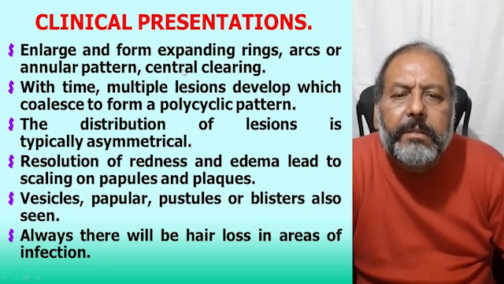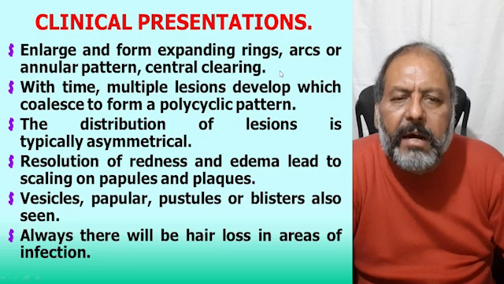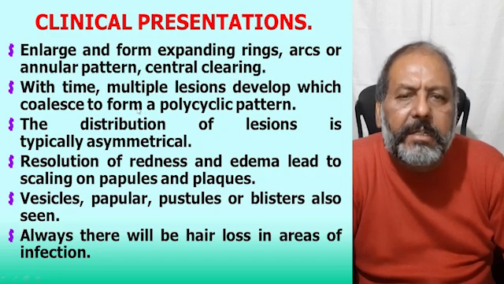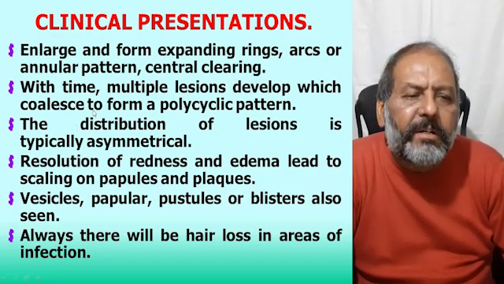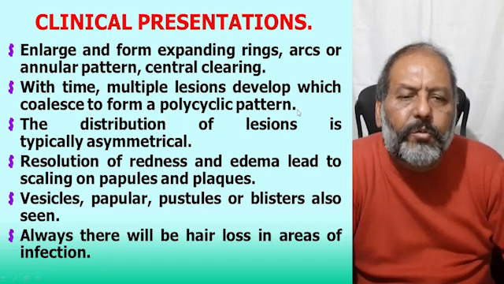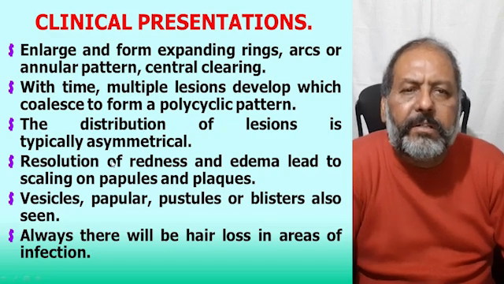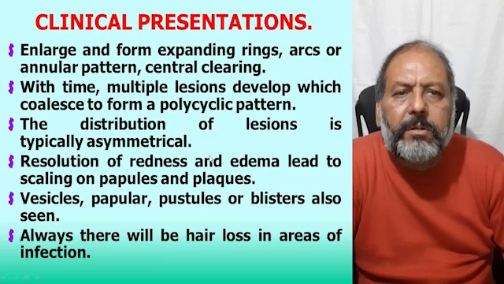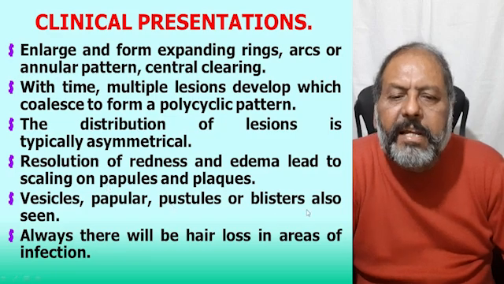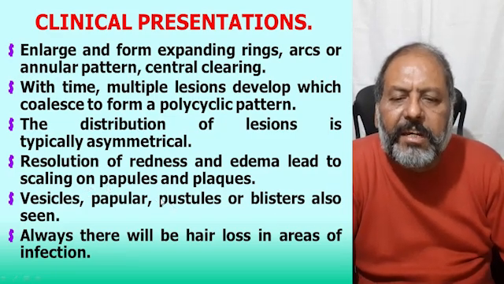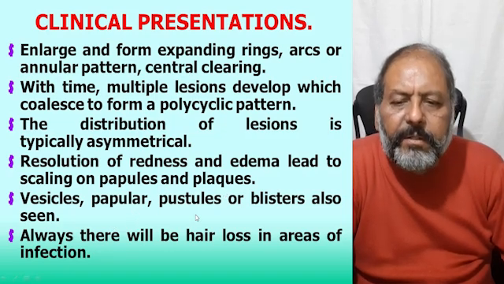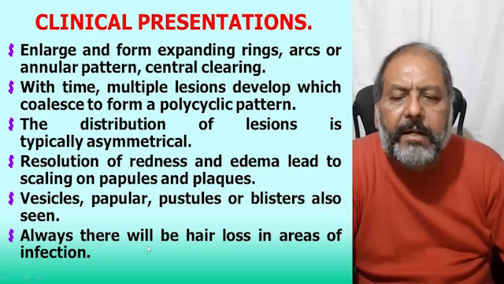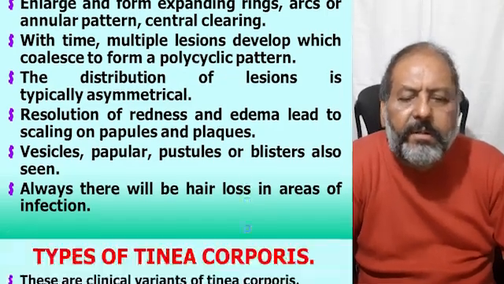These lesions do enlarge and form expanding rings, arcs, or annular patterns with a central clearing area. With time, multiple lesions develop which coalesce or unite together to form a polycyclic pattern. I have shown you already the slide of that. The distribution of the lesions is typically asymmetrical and not equal on both sides of the body. Resolution of the redness and the edema leads to scaling on papules and plaques; vesicular, papular, pustular, or blister lesions are also seen. Always there will be hair loss in the area of the infection.